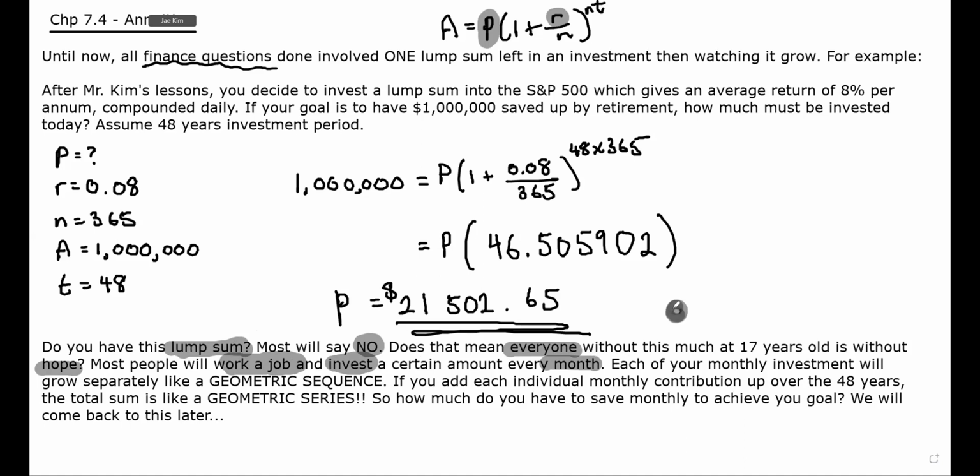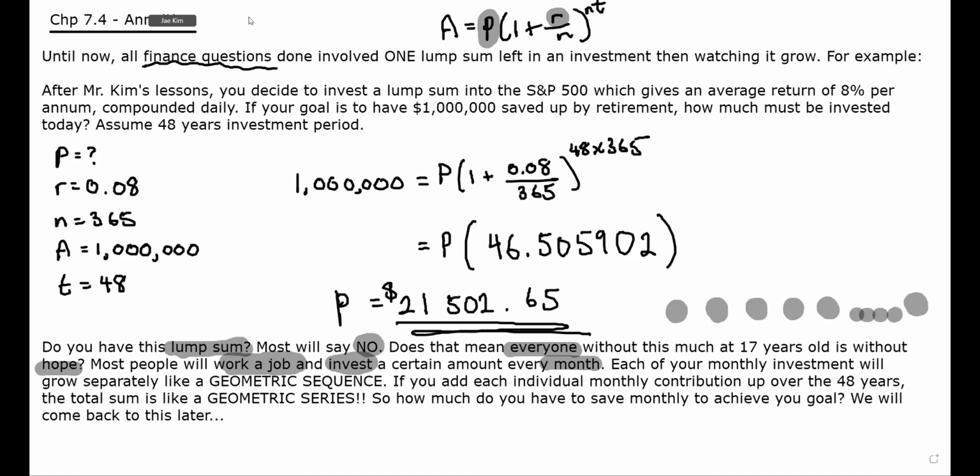We put a little bit into the investment, and then next month a little bit, and then next month a little bit, and so on and so forth, all the way until 48 years have passed. But that's the magic of it.